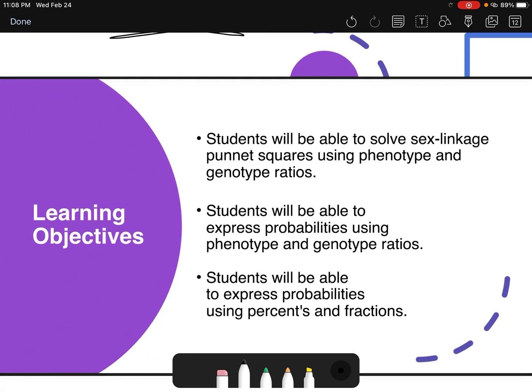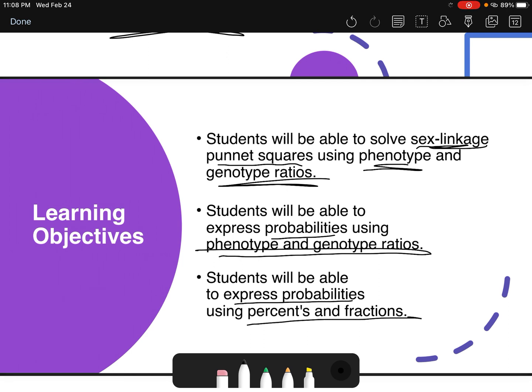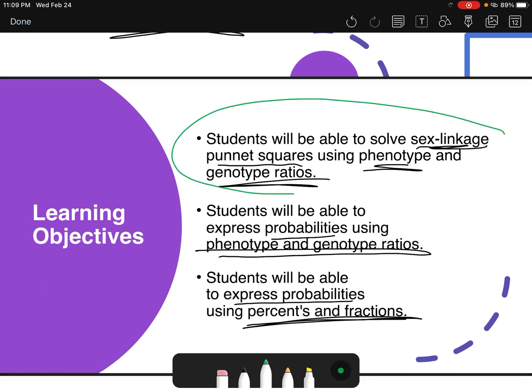Our learning objectives: we want you to be able to solve sex linkage Punnett squares using phenotype and genotype ratios. We want you to be able to express probabilities using phenotype and genotype ratios, and to express probabilities using percents and fractions. The only new learning objective is the first, where we want you to be able to solve sex linkage Punnett squares using phenotype and genotype ratios.